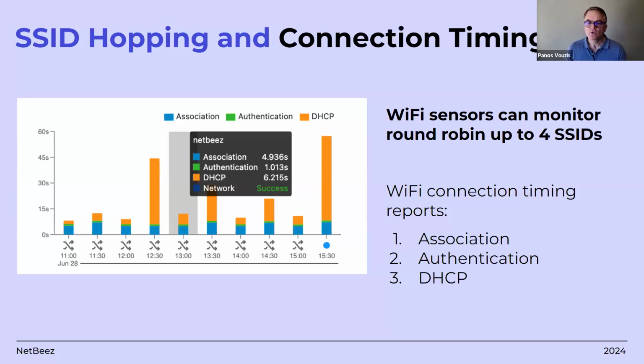This type of feature also gives you the ability to monitor multiple SSIDs. You can monitor up to 4 SSIDs. Let's say you have your corporate, your guest, your IoT, and maybe another one. You can set it up so that each agent goes in a round robin fashion, monitoring your guest for 15 minutes, your corporate for 15 minutes, and so on. So within an hour, you have all four SSIDs on your dashboard.